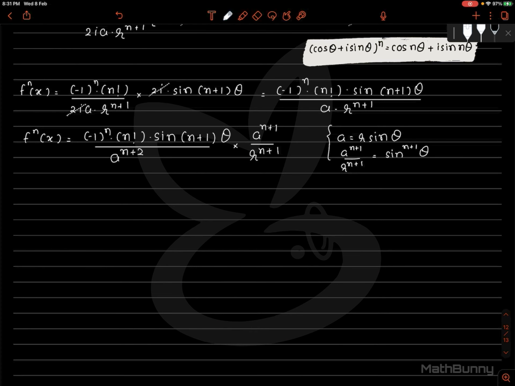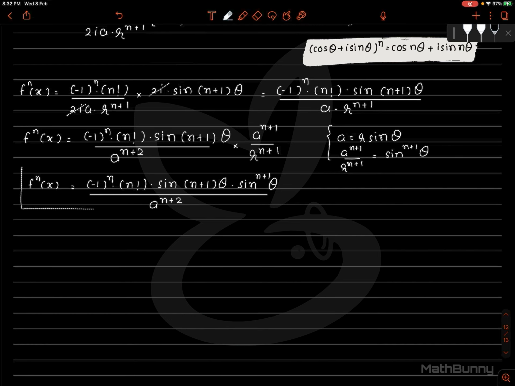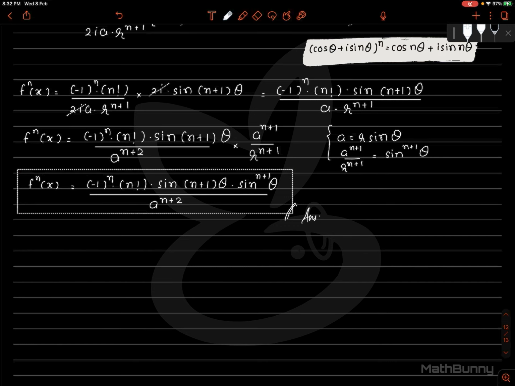So in the next step, the final answer would be the nth derivative of f of x is equal to minus 1 raised to n into n factorial into sin n plus 1 theta into sin raised to n plus 1 theta, and the whole term would be divided by a raised to n plus 2. This would be the answer.